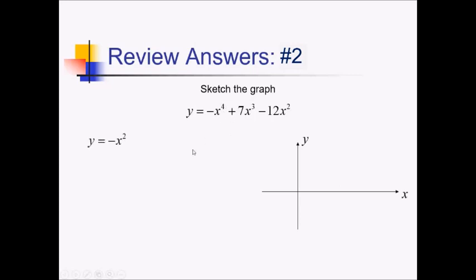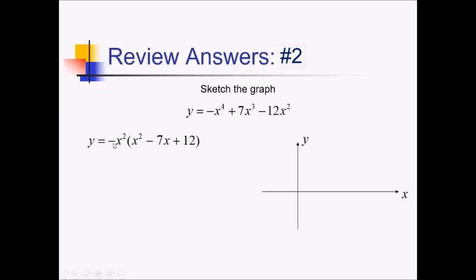So factoring out a negative x squared, this negative x to the 4th becomes positive x squared. And then this 7x cubed, now I've got a negative 7x. And finally, negative 12x squared becomes positive 12. I can factor the stuff inside a little bit more. I need factors of 12 that add up to negative 7. 1 and 12 won't do it, neither does 2 and 6. 3 and 4 works, though, if you have negative 3 and negative 4.